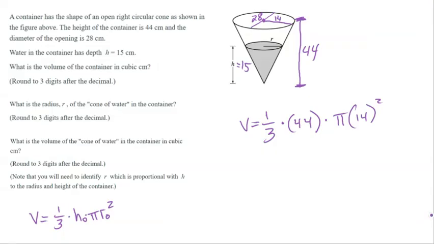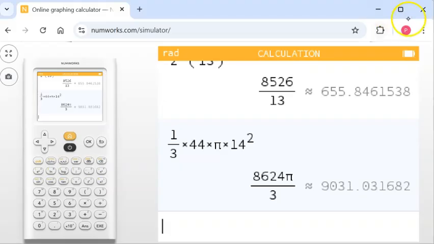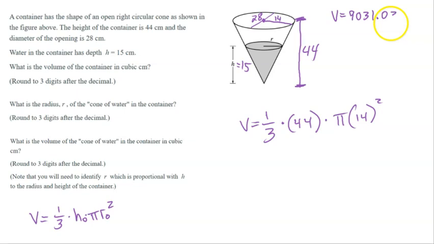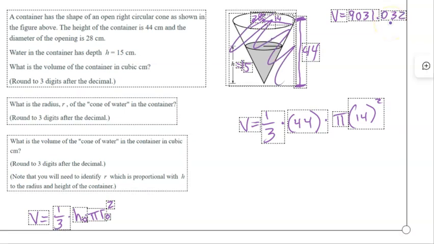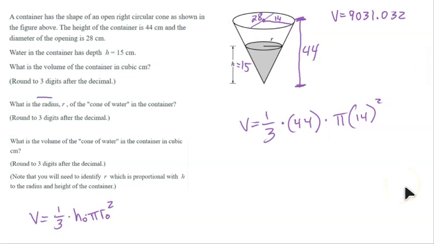So the volume of the overall container is 9,031.032. All right, so that's the volume of the overall container. Okay. All right, so now it says, what is the radius of the cone of water in the container? So they're asking us to identify R here. Okay, so what is R? What is this distance right here?